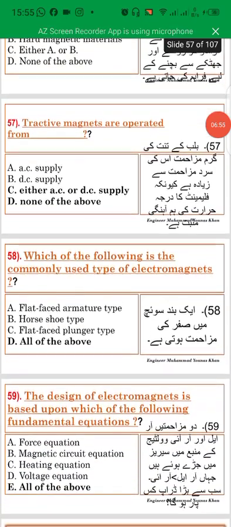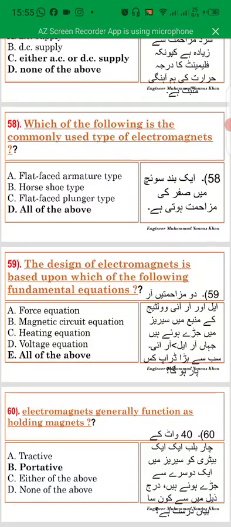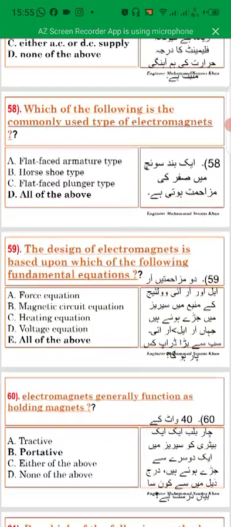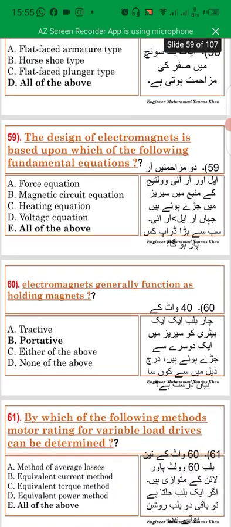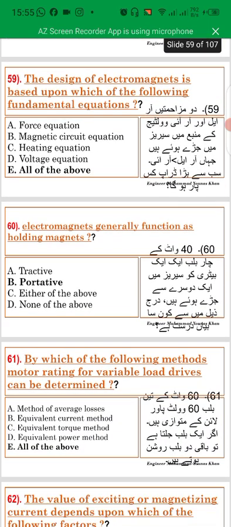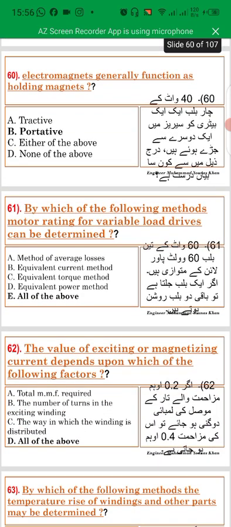Track tube magnets are operated from either AC or DC supply. Which of the following is the commonly used type of electromagnets? Flat-faced armature type, horseshoe type, flat-faced plunger type. The design of electromagnets is based upon which of the following fundamental equations: force equation, magnetic circuit equation, heating equation, voltage equation. Electromagnets generally function as holding magnets, portative.